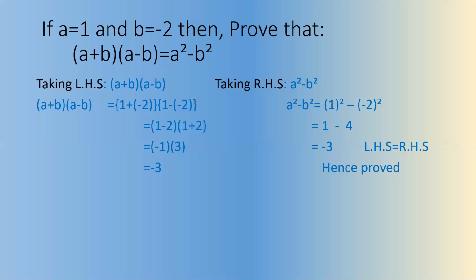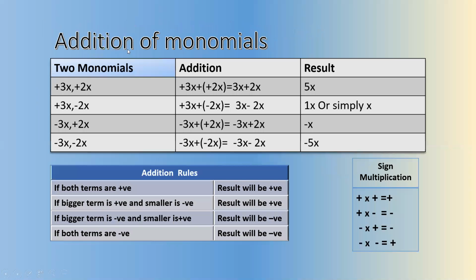Okay. Now keep in mind, it's very important: addition of monomials in algebra. Here two monomials are there with different signs. When plus 3x and plus 2x are there, obviously all the variables are the same, so we can add them. So 3x plus 2x. If we have to add these two, we have to remove the comma and put the sign of plus here. So here we get 3 plus 2, and 3 plus 2 is 5.